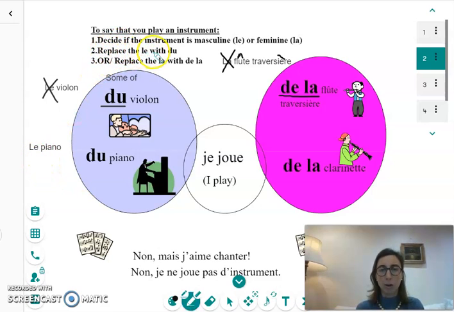Replace the le with du. That's right. Cross the le out. Start your sentence. Je joue. And then use du piano. Okay, and I'll leave the rest for you to think about.